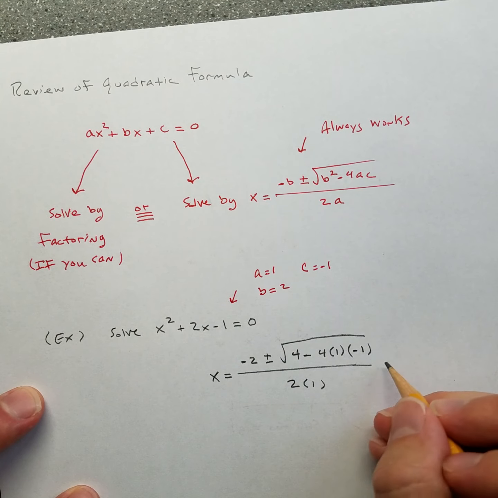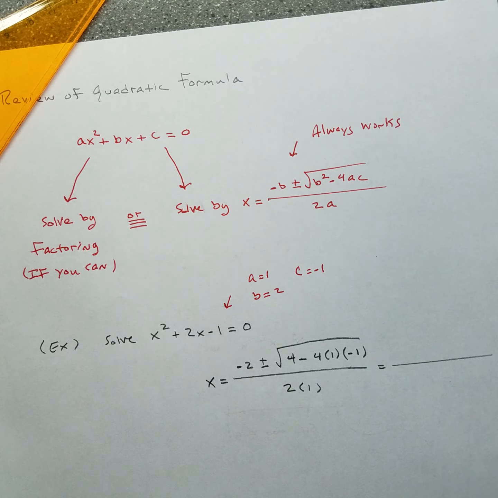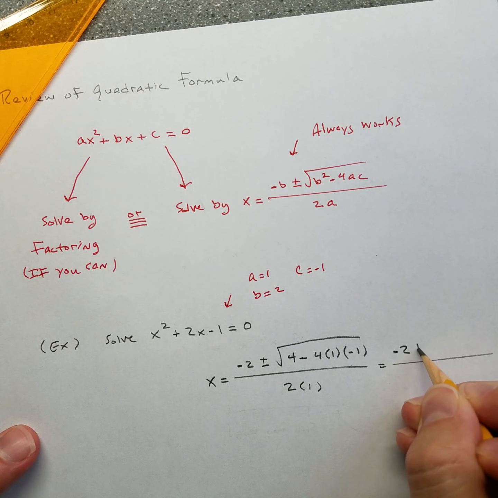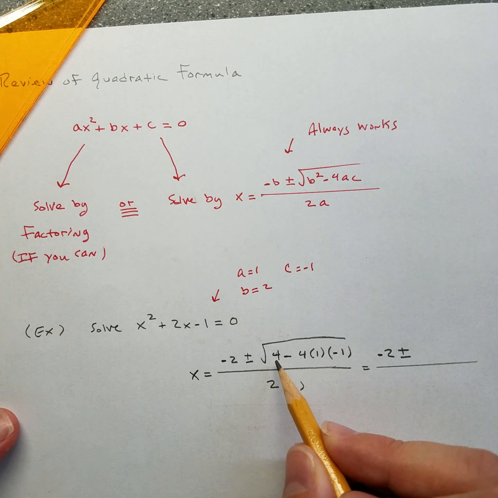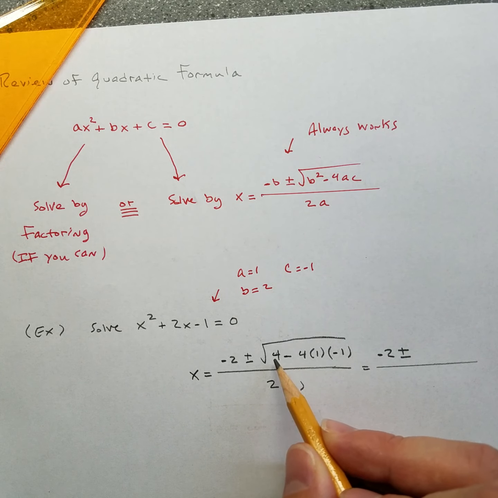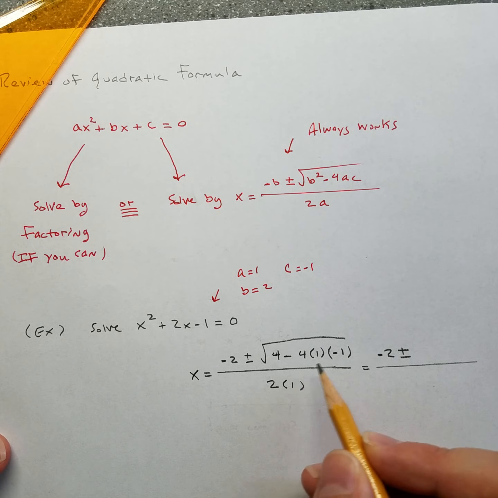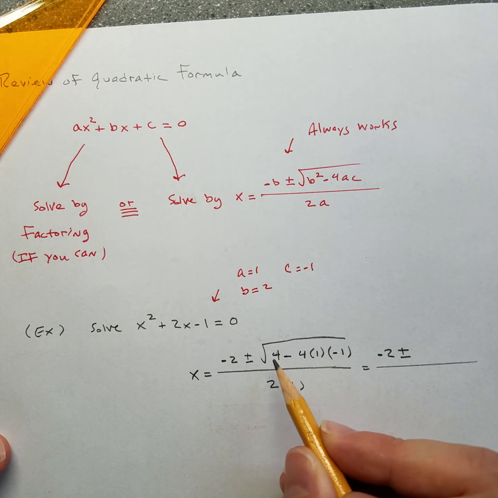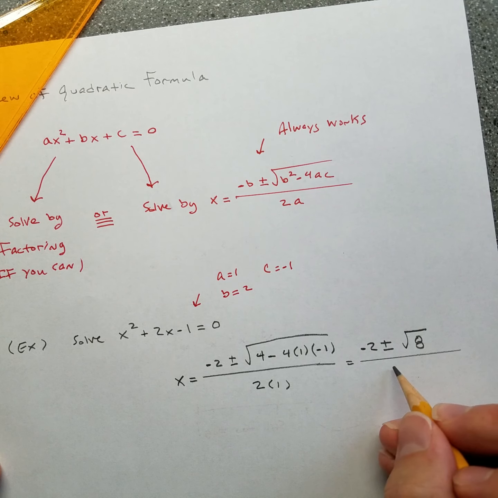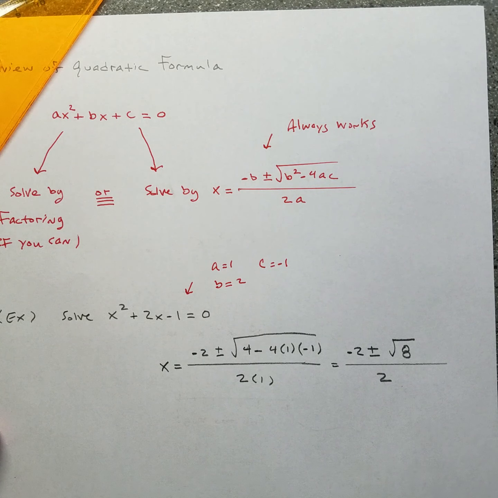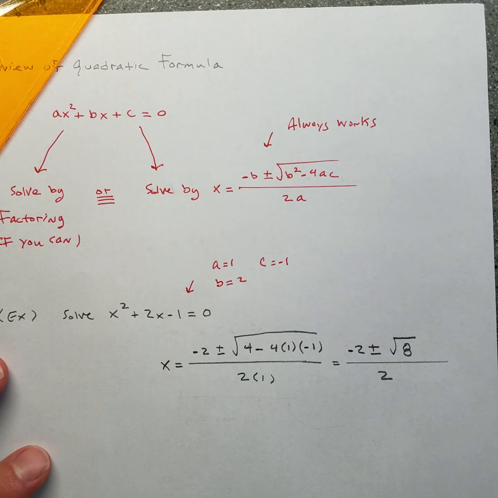Okay. Now, from here, as with any problem, I have to do the math. So I get negative 2 plus or minus... I can't do anything with that yet. What's 4 minus 4 times negative 1 times 1? That number is a positive 4. 4 and 4 is 8. So I will get it like so, over 2 times 1, which is 2. And I don't know the square root of 8. 8's not a perfect square.